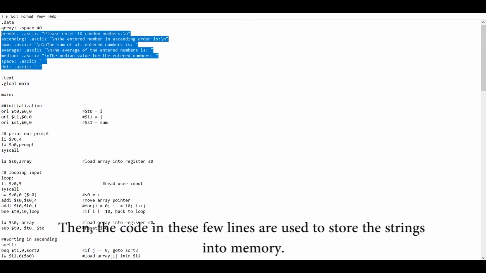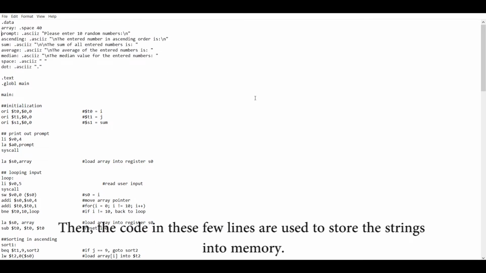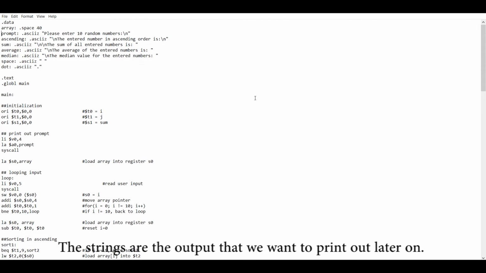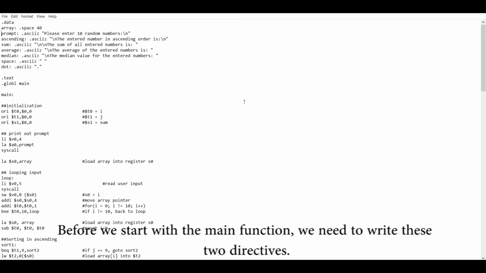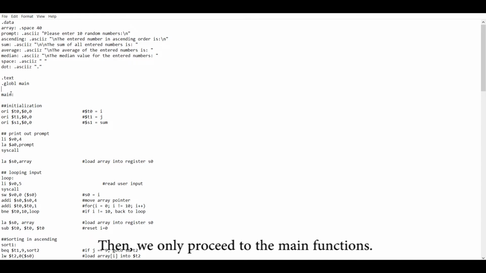Then the code in these lines is used to store the strings into memory. The strings are the output that we want to print out later on. Before we start with the main function, we need to write these two directives. Then we only proceed to the main function.